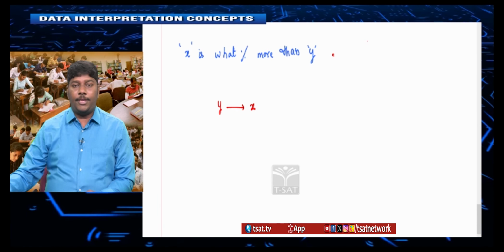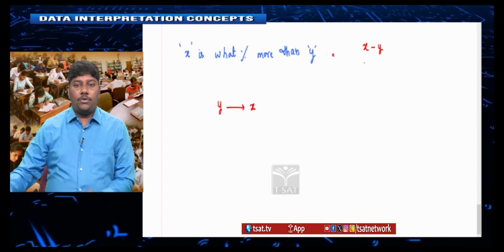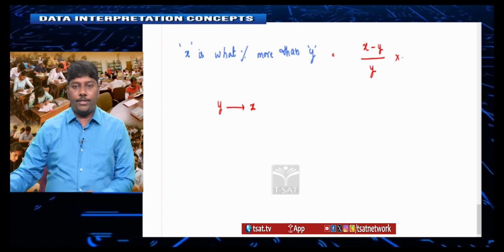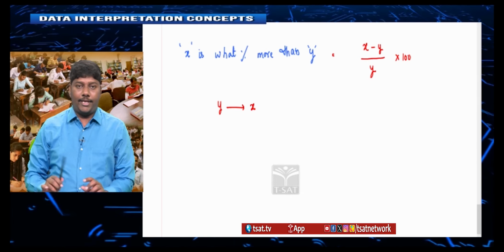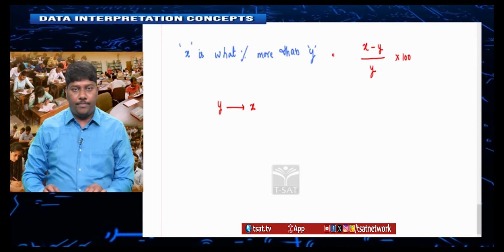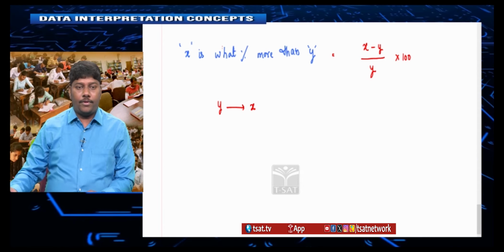What is the difference between them? The difference between them is X minus Y, because X is more than Y. You are comparing it with Y, so therefore initial value is Y into 100. The formula is X minus Y, the difference, by initial value into 100. Initially it was Y, so it is becoming X. So X is what percent more than Y.